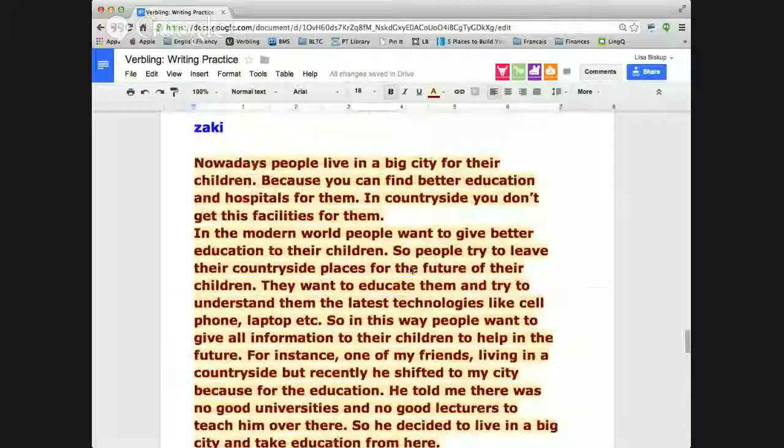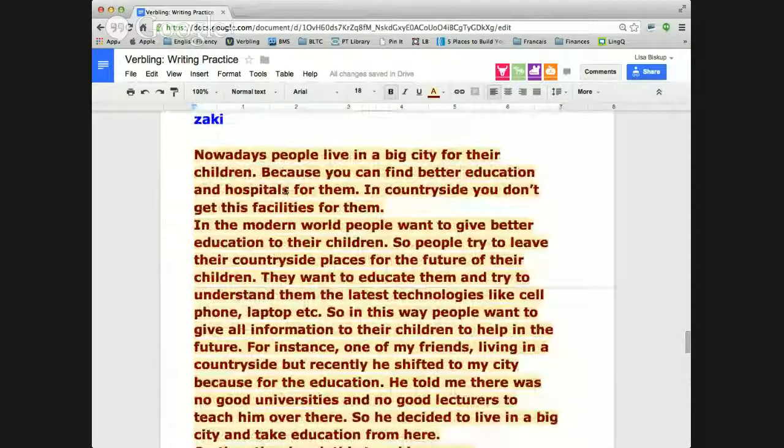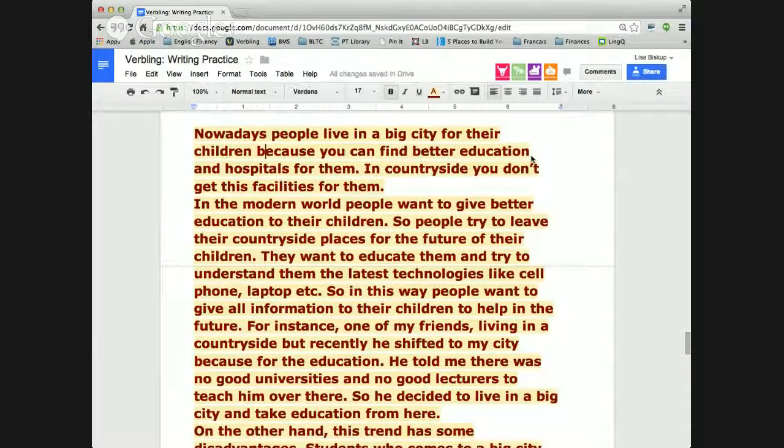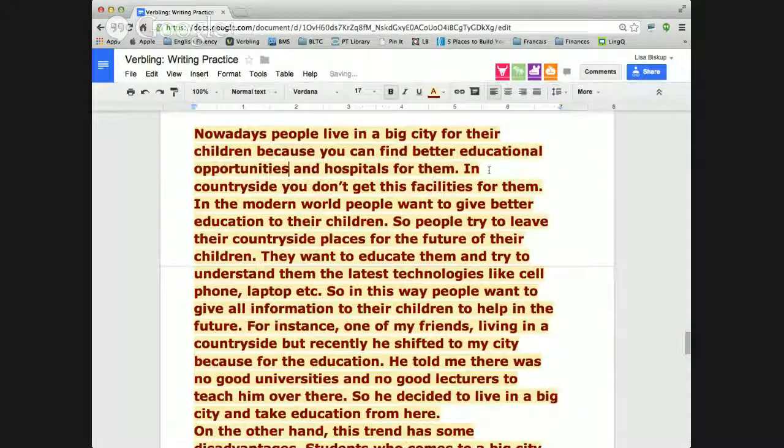Okay, good. One thing that I noticed that you keep doing is starting your sentences with because. You can do that sometimes, but what I notice is they're usually not sentences on their own. They belong to the previous part. So, nowadays people live in a big city for their children because you can find better education and hospitals for them. You can keep it as one sentence. I would say better educational opportunities and hospitals for them. In the countryside, you don't get these facilities for them.